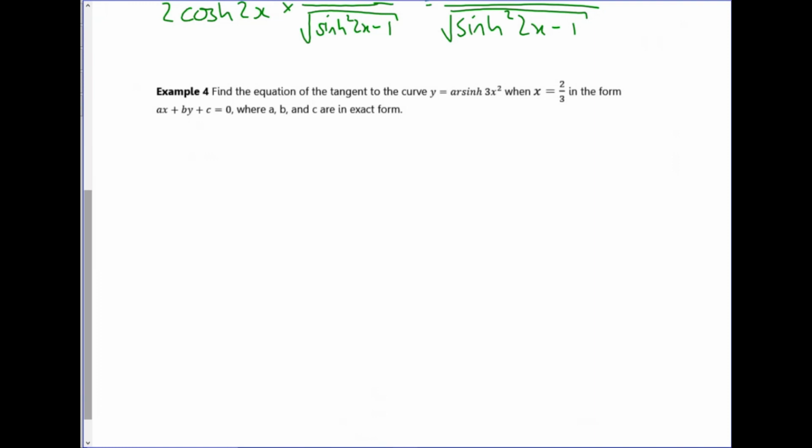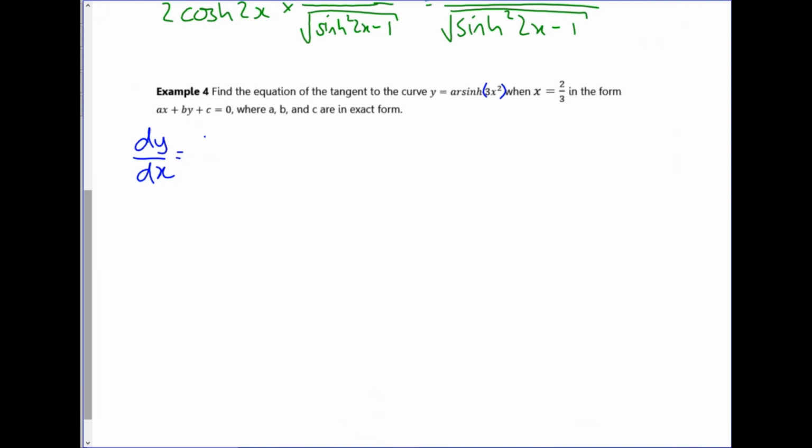So finding the equation of the tangent to this curve, y equals arsinh of (3x squared). It doesn't need brackets on there, but it's worth putting them on just to demonstrate that the 3x squared is inside the arsinh. For x equals 2/3, and it wants it in this form. First thing I'm going to do is get dy by dx so I can work out the gradient. So I'm differentiating arsinh of 3x squared. So another chain rule question.